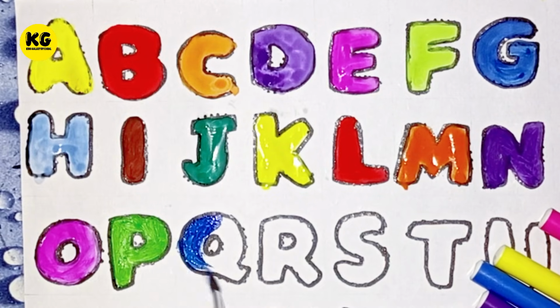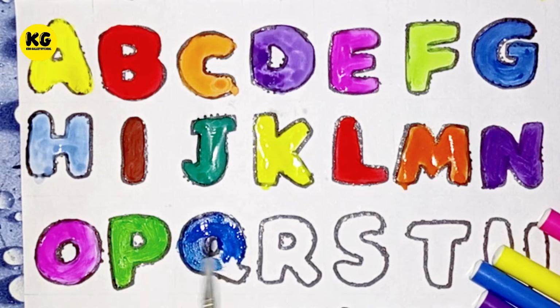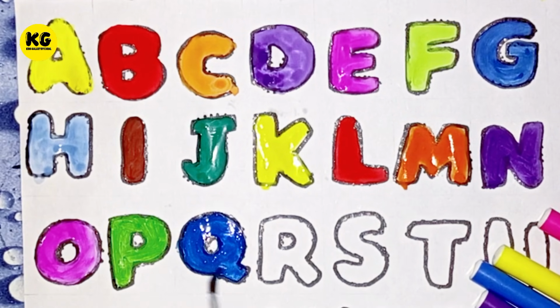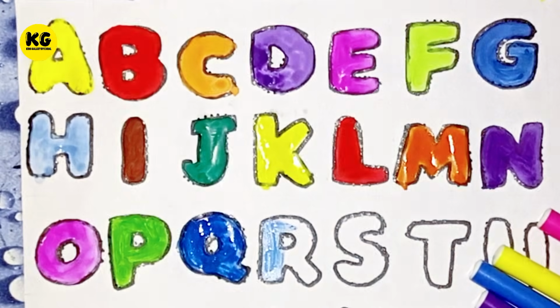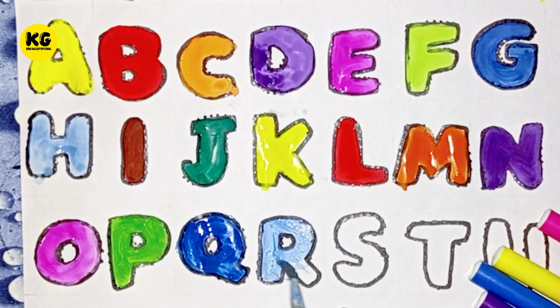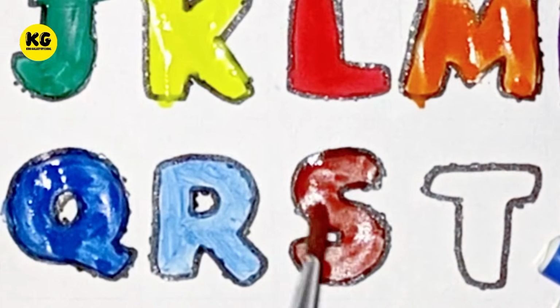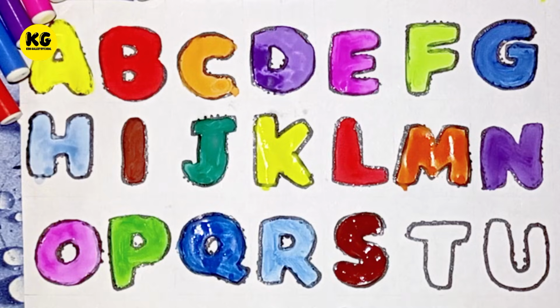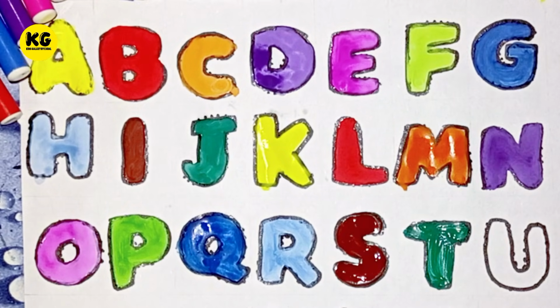Q for question mark, dark blue color. R for rose, sky blue color. S for star, brown color. T for tiger, dark green color.